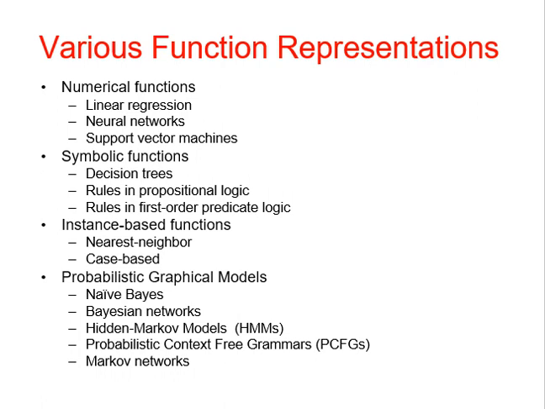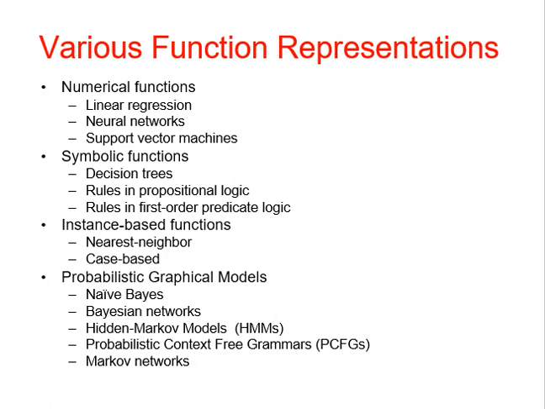In numerical functions there are various types such as linear regression, neural networks, and support vector machines. A neural network is a network inspired by the human brain. It has three parts: input layer, output layer, and hidden layer. In symbolic functions we use symbols to represent the function, such as decision trees, probabilistic logic, and first order predicate logic. In instance based functions we use the nearest neighbor KNN algorithm, which means K nearest neighbors, and case based reasoning.